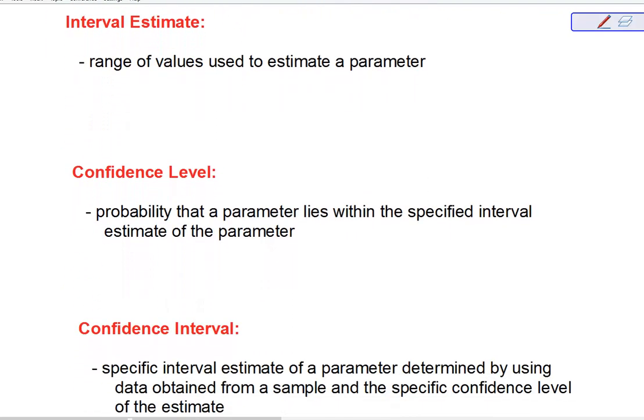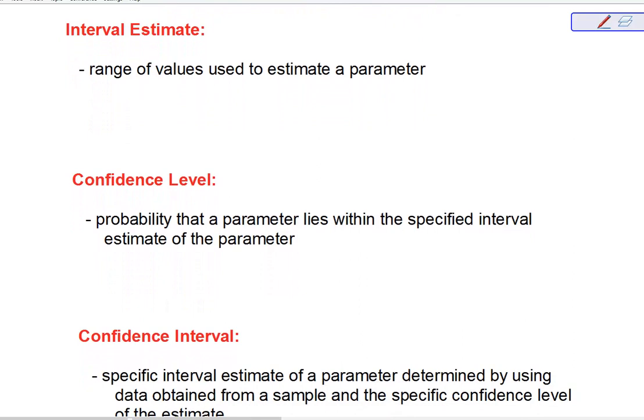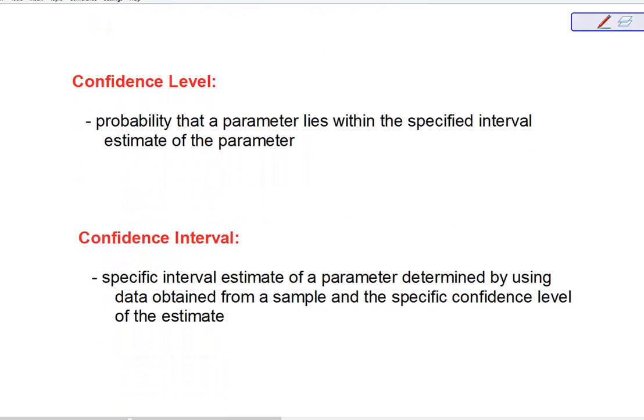Our next definition is a confidence level. A confidence level is the probability that a parameter lies within a specific interval estimate of the parameter. Just meaning, how confident are we that it's going to be within this interval? The confidence interval is the specific interval estimate of a parameter determined by using data obtained from a sample and a specific confidence level of the estimate.